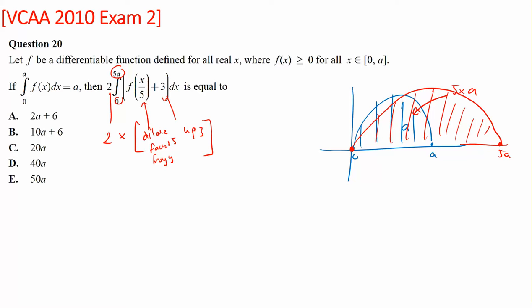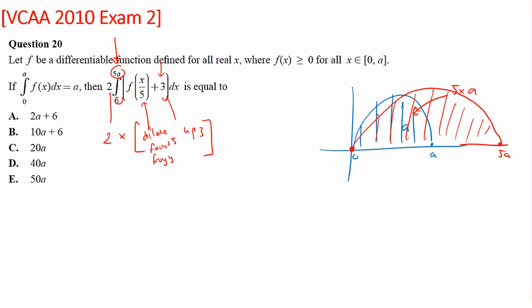But the reason why they've done that, and if it ever comes in VCAA, most likely they're going to have this dilation of factor something from the y-axis. The interval has to change. So it makes sense. They're saying find the area if you stretched it by 5 along horizontally, and then you stretch it up, as in you move it up by 3.